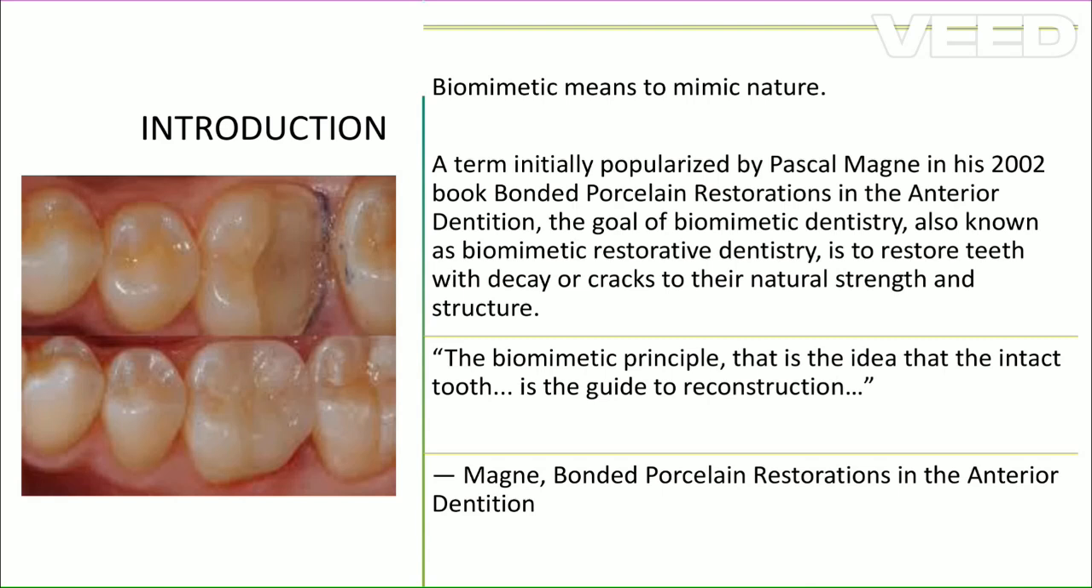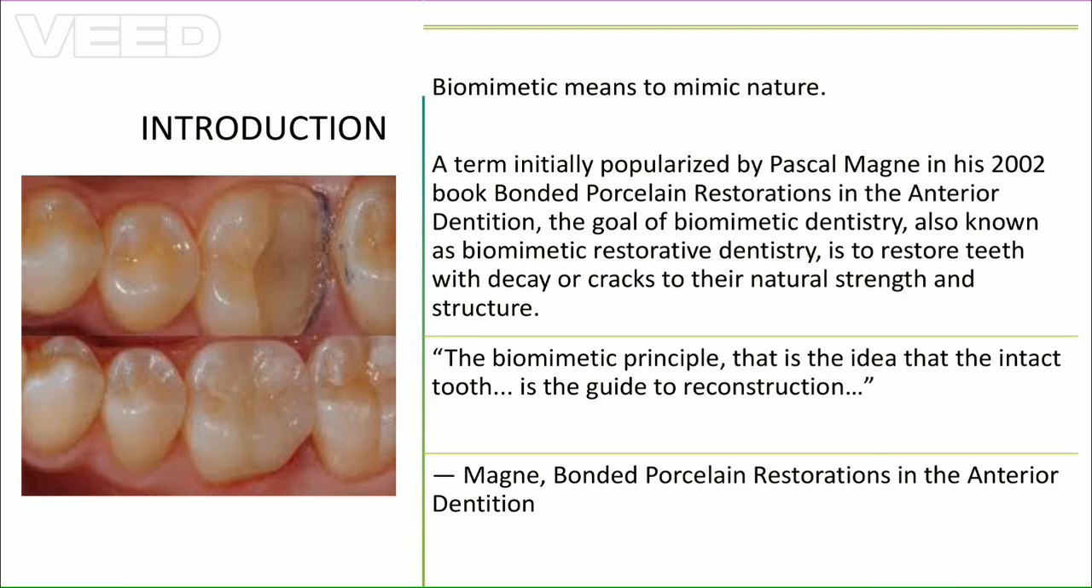Good morning, all. Today's topic is biomimetic dentistry. Biomimetic restorations are restorations that mimic nature. Biomimetic means to mimic nature, a term initially popularized by Pascal Magne in his 2002 book Bonded Porcelain Restorations in the Anterior Dentition.